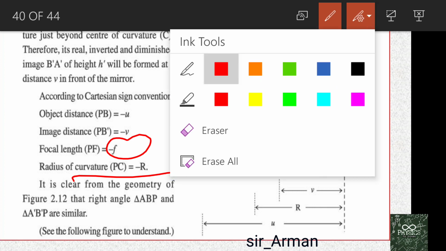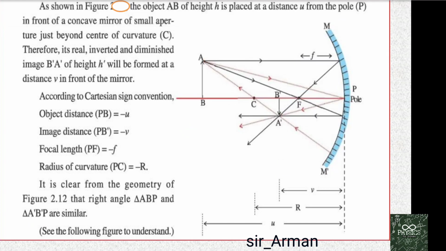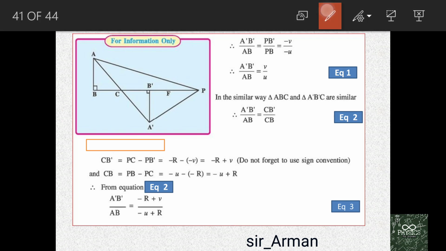Now it is clear from the geometry of the figure that the right angle triangles ABP and A'B'P are similar. That is this triangle that we have discussed, the triangle ABP and triangle A'B'P. Now let's see how to equate them. So here the simple picture is given, right? This triangle ABP and A'B'P.